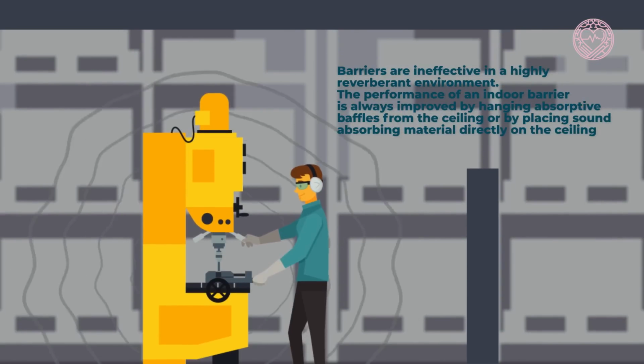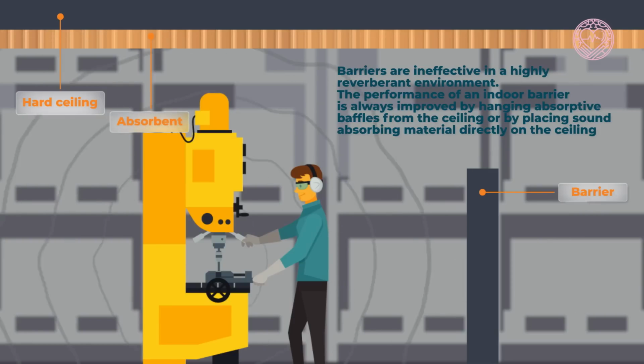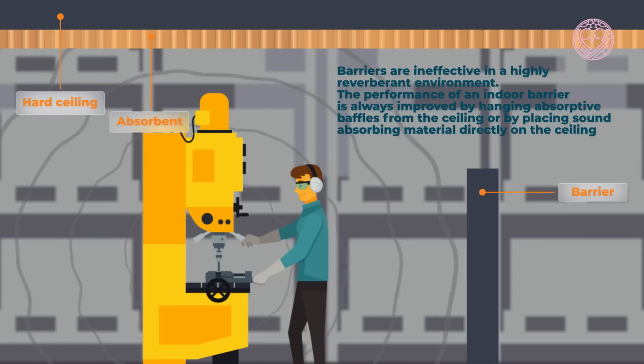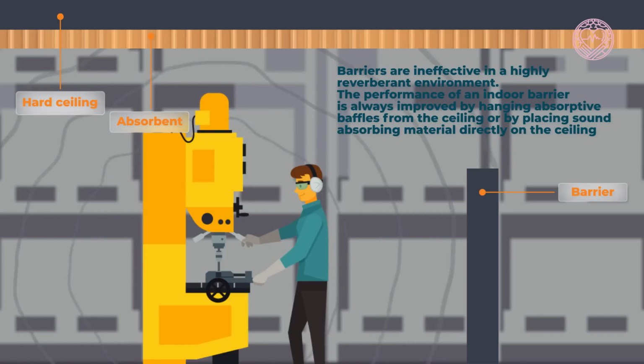Barriers are ineffective in a highly reverberant environment. The performance of an indoor barrier is always improved by hanging absorptive baffles from the ceiling or by placing sound-absorbing material directly on the ceiling.